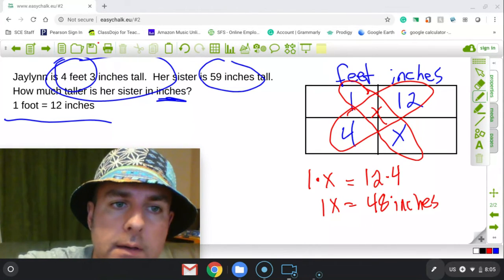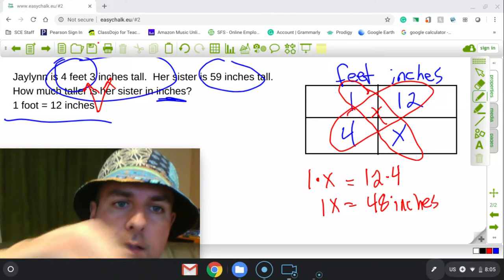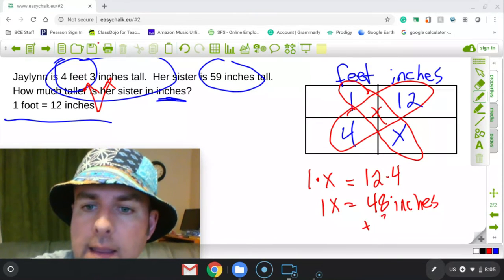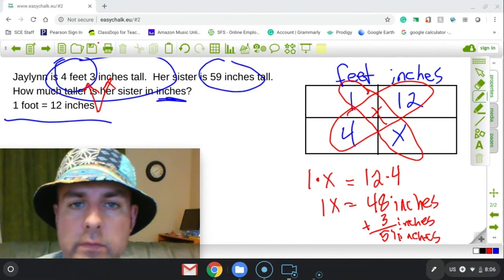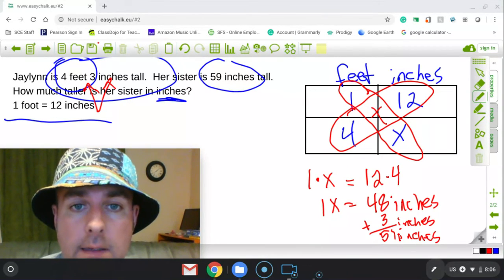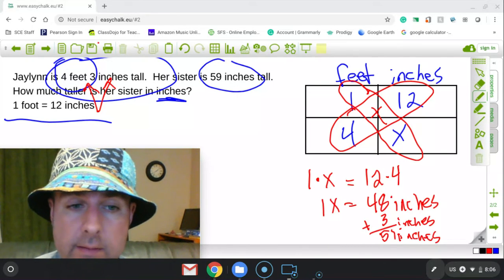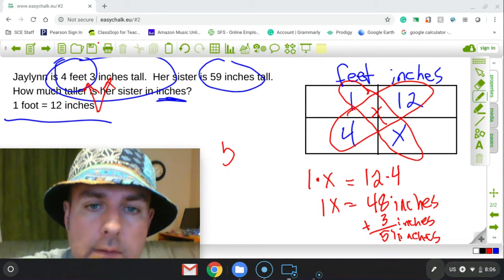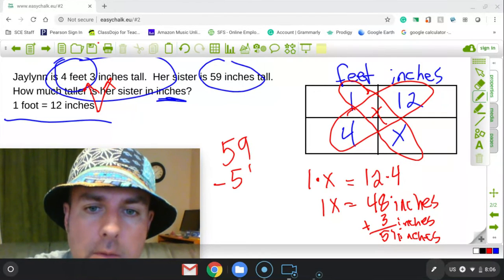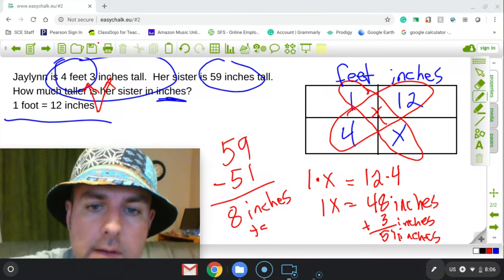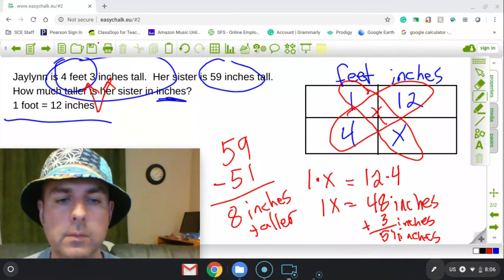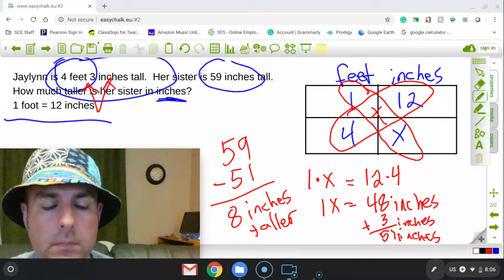But if you look up here, she's 4 feet 3 inches tall. So we have to add our 3 inches, which makes her a total of 51 inches tall. Now her sister is how tall? 59 inches. She's only 51. How much taller is that? Well, that's the difference. So we're going to take 59 minus 51, and we're going to get the difference, which is 8 inches taller.